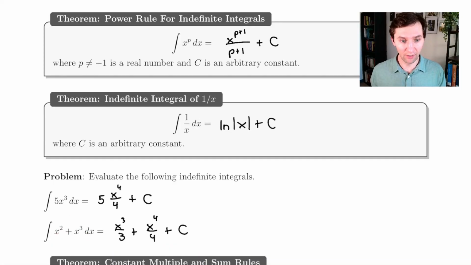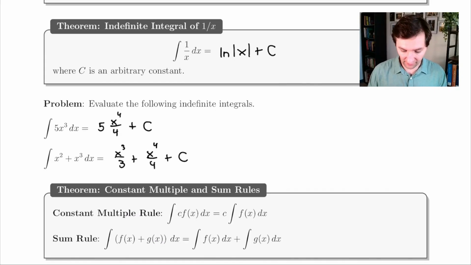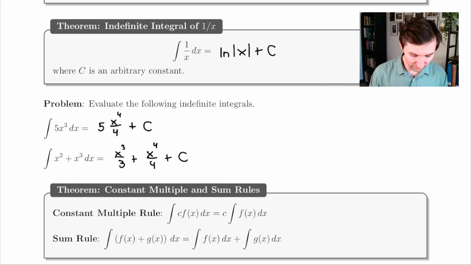What we just discovered are the constant multiple and sum rules for indefinite integrals. The constant multiple rule says that if you need to compute an indefinite integral of c, where c is a constant, times f of x, you can simply take that constant c outside of the integral and compute the indefinite integral of f of x. This is what we did in the first example. We took 5, we rewrote it, which is equivalent to taking 5 outside of the integral, and then we found an antiderivative of x to the third power, and we added c at the end.